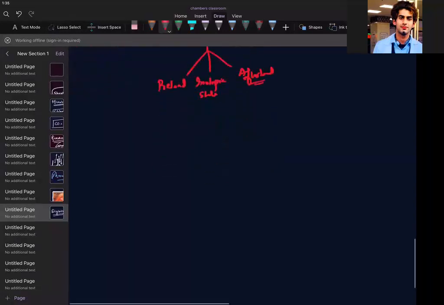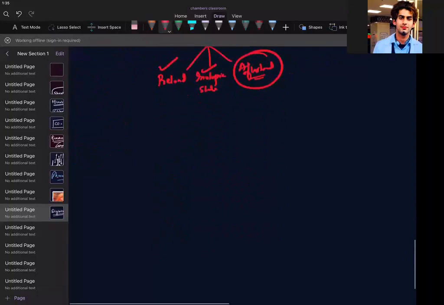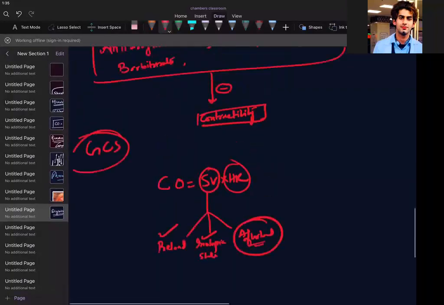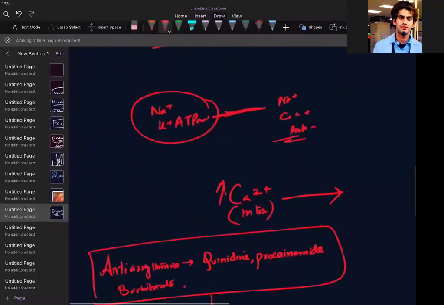Okay. Now preload, inotropic state, afterload. This is done. This is done. Now I go to the afterload, guys. Not much about this afterload, but I will try to discuss some important points here. See, what is afterload? Okay, I draw this for you. You can draw it.